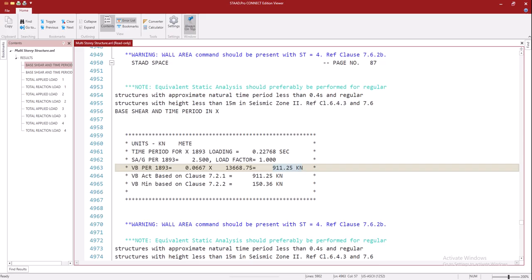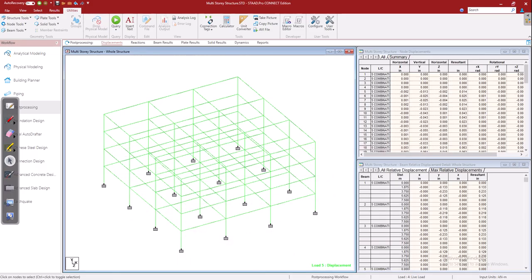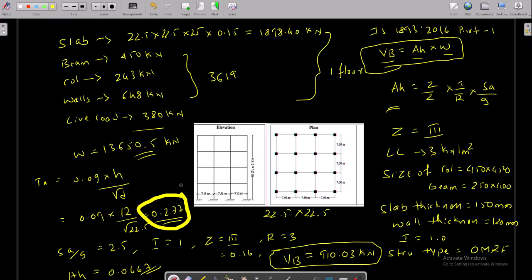So if you refer to that, you can see 0.67 AH, right? The time period is validated, right? And the base shear 910 is validated, right? So all the data are considered in the modeling, whatever we have calculated manually. So the similar output is observed as in the manual calculations.